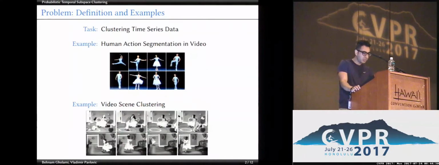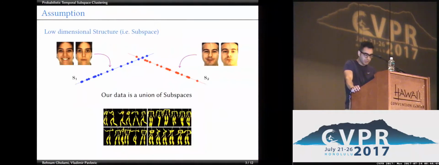The goal of this paper is to do subspace clustering for time series data, for which there is some time dependency between data points. Two main applications of this are human motion and action segmentation in video sequences, and video scene clustering, where the goal is to sequentially cluster video frames into different scenes. In many computer vision applications, it has been shown that high-dimensional data lies on low-dimensional structures or subspaces. So in our work, we assume that time-dependent data points lie on the union of various subspaces or structures.